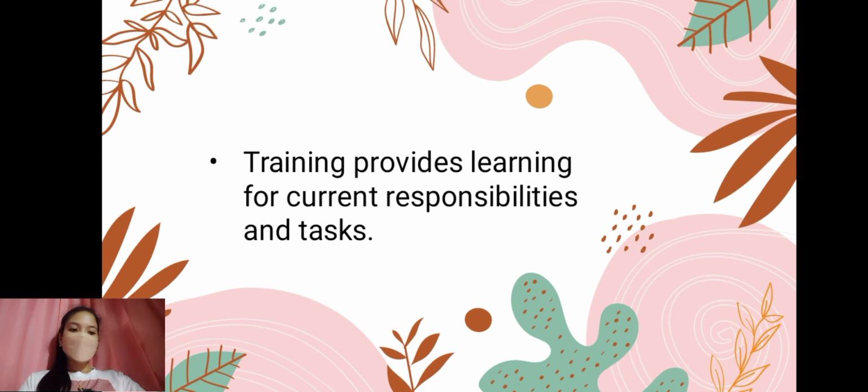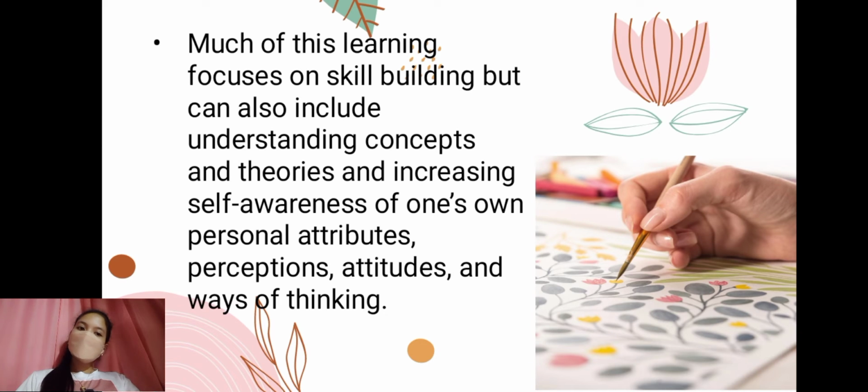So here, training is the process of learning the skills that employees need to know for their job. It is important for them to be efficient and effective. Much of this learning focuses on skill building but can also include understanding concepts and theories and increasing self-awareness of one's own personal attributes, perceptions, attitudes, and ways of thinking. So there are various types of training for employees that include more on enhancing skills and capabilities. Aside from that, the self-consciousness of an employee can also be developed here.